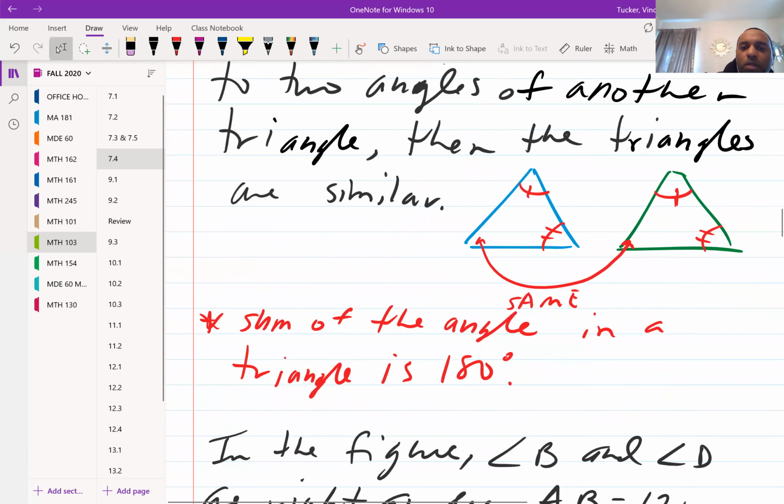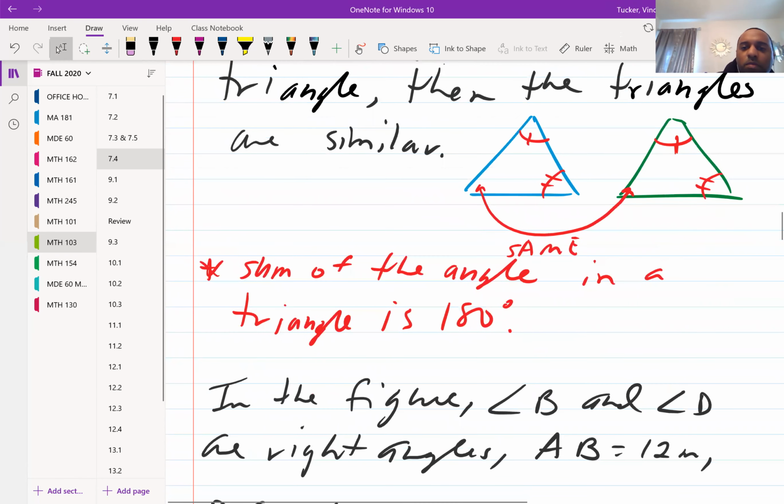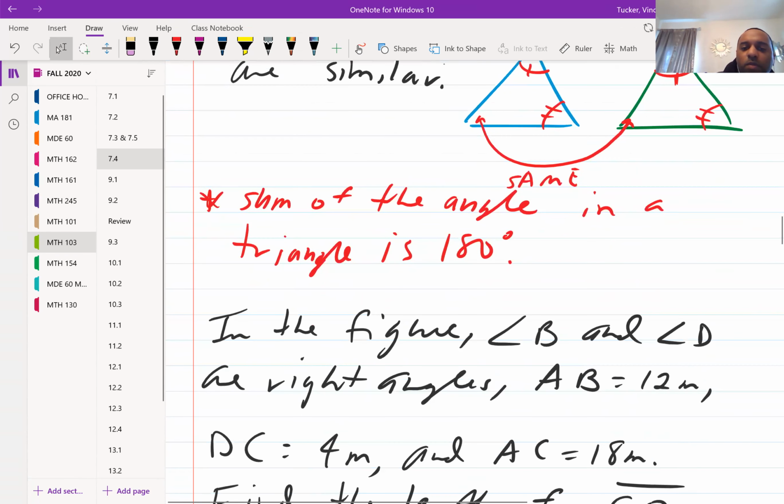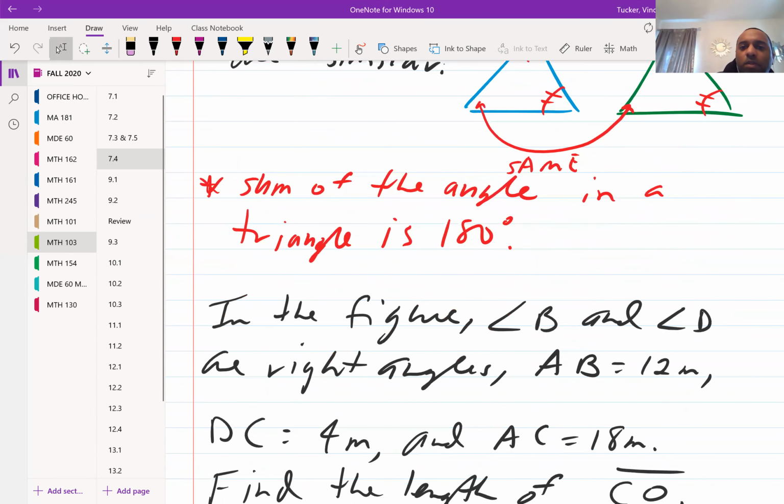All right, can I scroll up? Scroll up. All right.